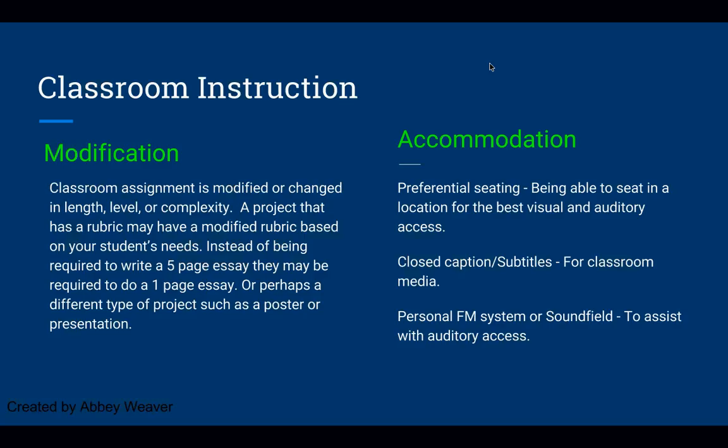Accommodation. This may be an example of preferential seating. Being able to have a seat, and oops for the typo there, sorry, having a seat in a location that's best for, I'm going to stress this, both visual and auditory access. And it may not always be the front row. Having my better ear towards the presenter or making sure I'm not by something that's blocking the view, such as a pillar in the room.